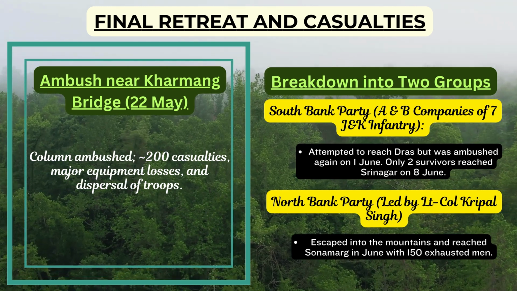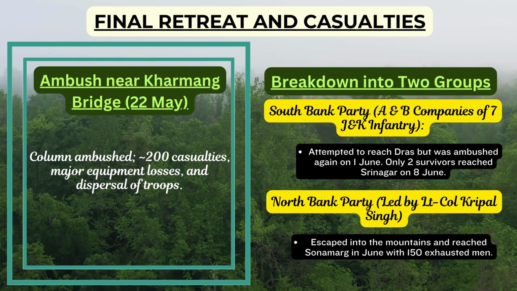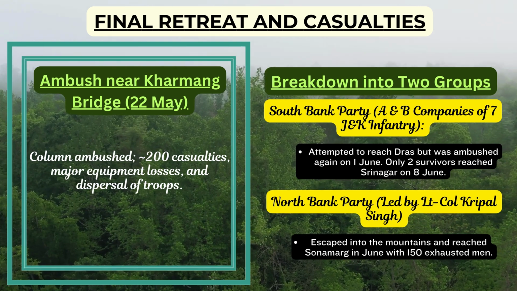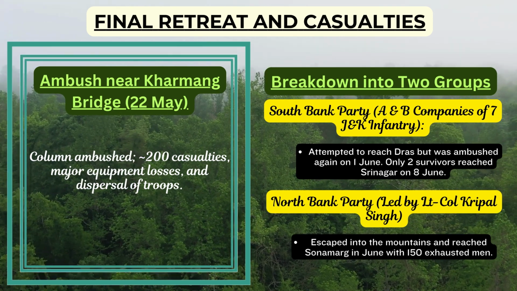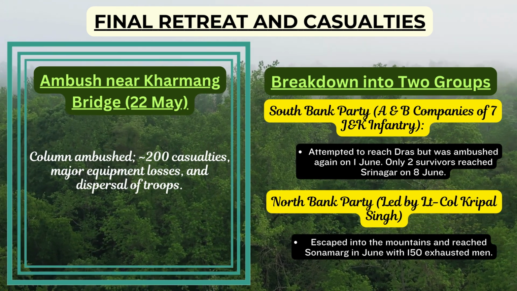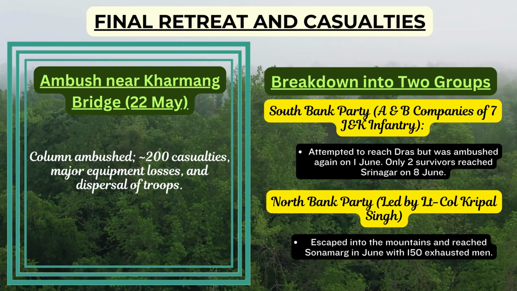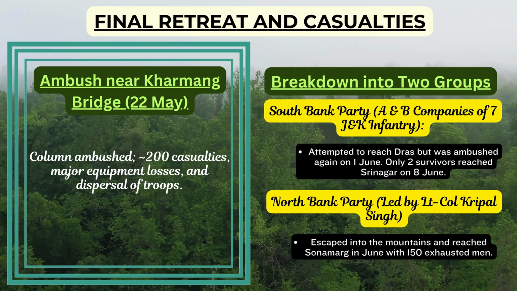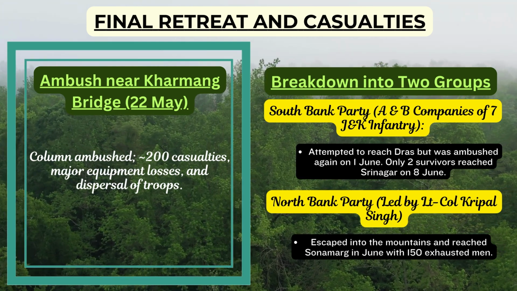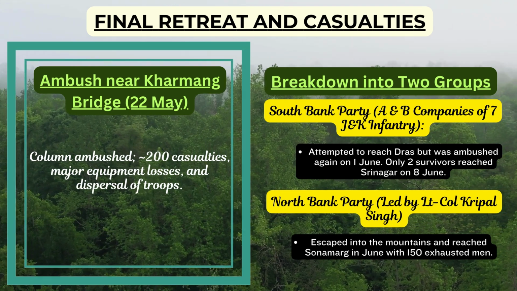This group escaped into the mountains to avoid further ambushes. After weeks of grueling travel, they finally reached Sonmarg in June, but with only 150 exhausted men remaining out of the original column. These final retreats highlight the incredible hardships faced by the Indian forces. Despite their efforts, the combination of ambushes, harsh terrain, and logistical failures left the troops decimated.